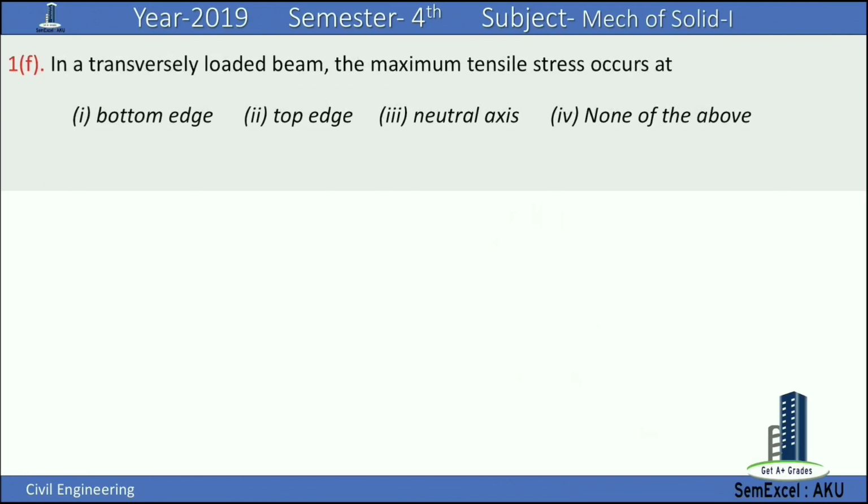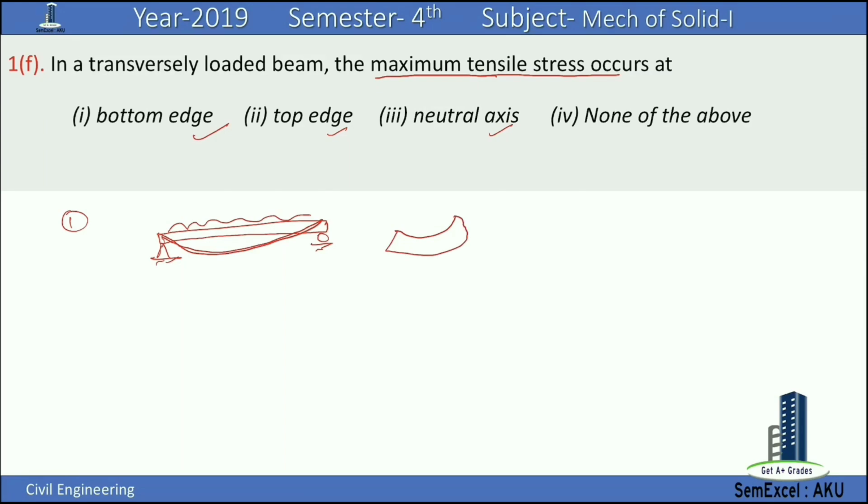Now in a transversely loaded beam, the maximum tensile stress occurs at the bottom edge, or top edge, or neutral axis, or where? So in the first case, let us consider the simply supported beam. For any loading condition, the deflection pattern would be like this. So there will be compression at the top and tension at the bottom. The second case is for the cantilever beam.